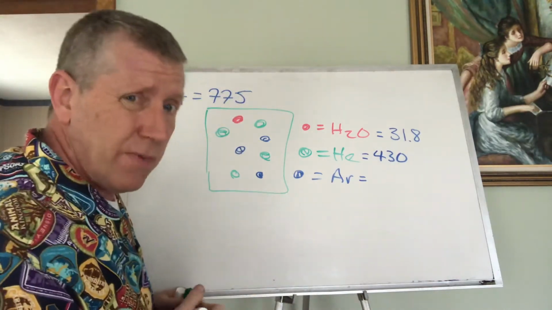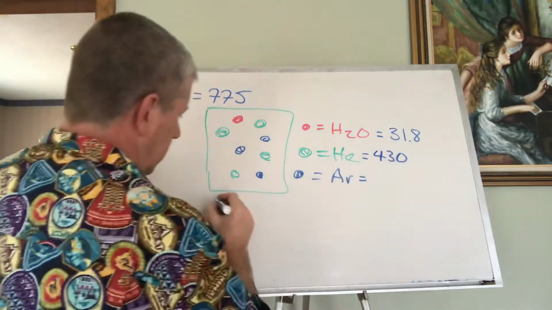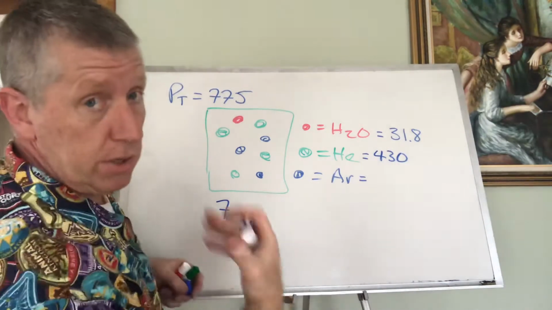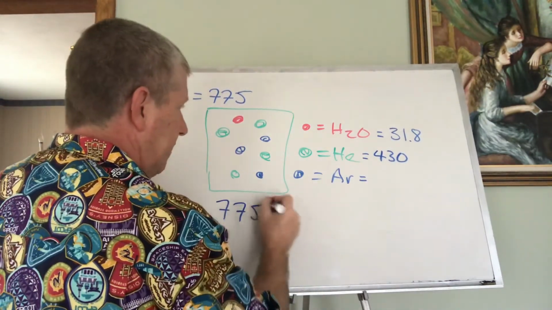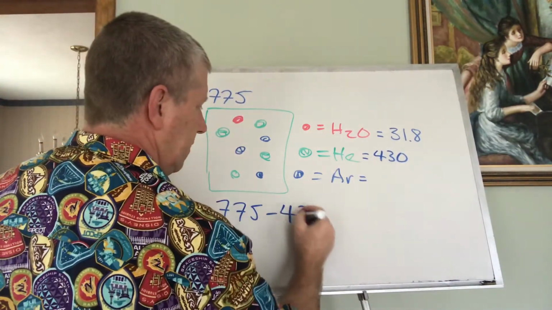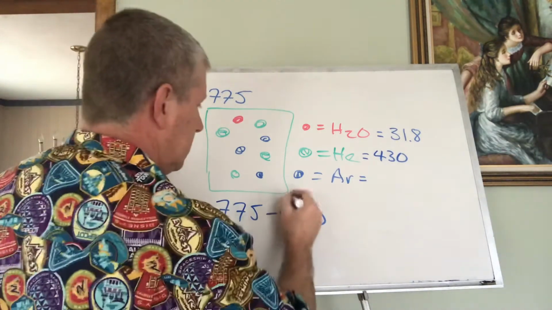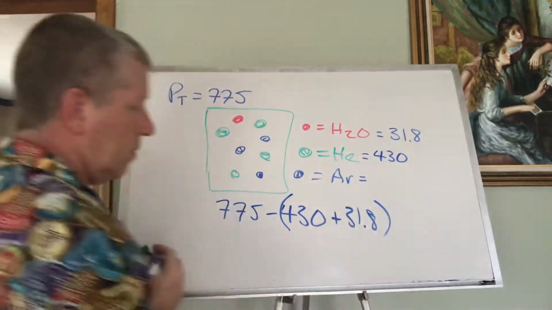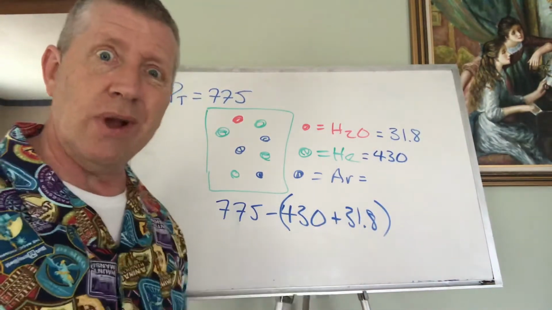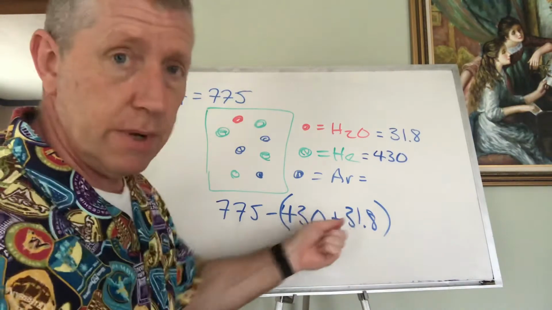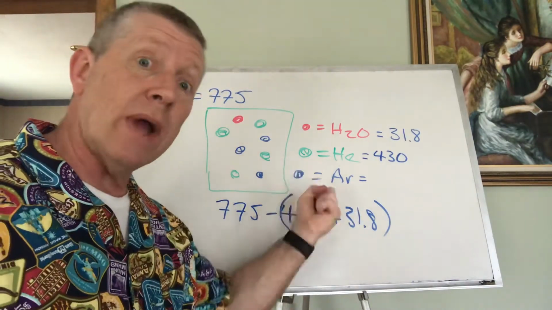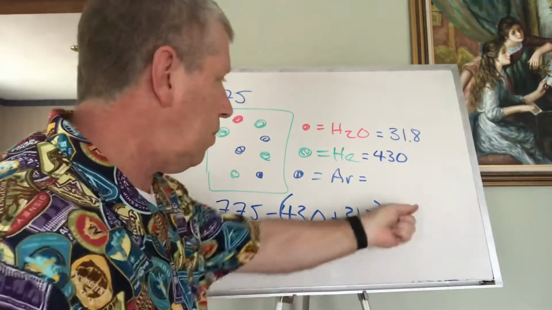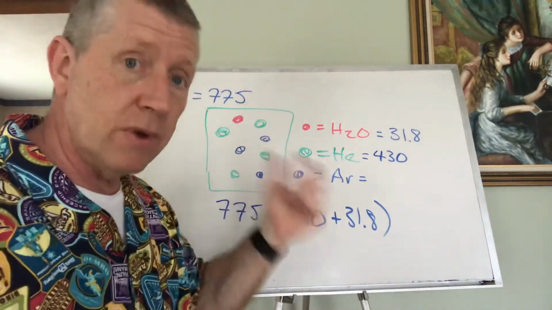It's a relatively straightforward problem. You take the 775. My bad, Joe. 775 and subtract 430 and also subtract 31.8. So you might say, well, why did you just add it? You said subtract. Well, I'm just taking these two together, combined. We're going to subtract those from the 775. And when we do that, we will come out with how much pressure the argon must be contributing.